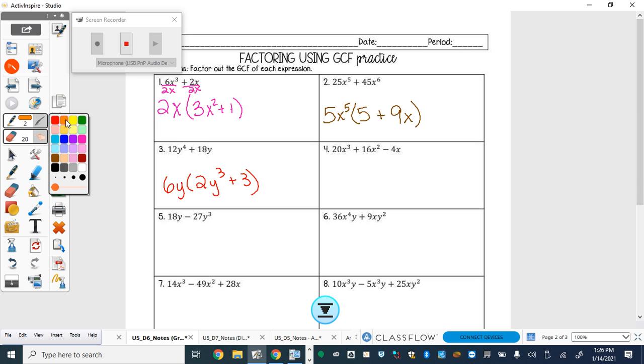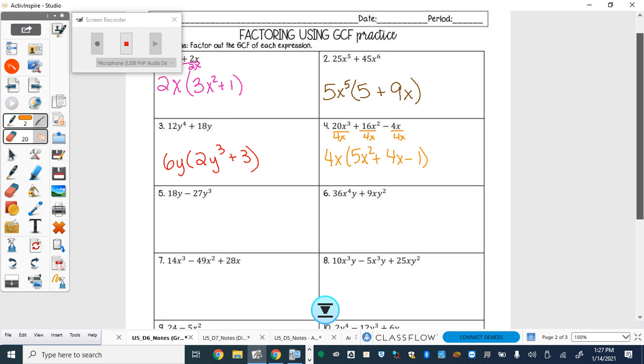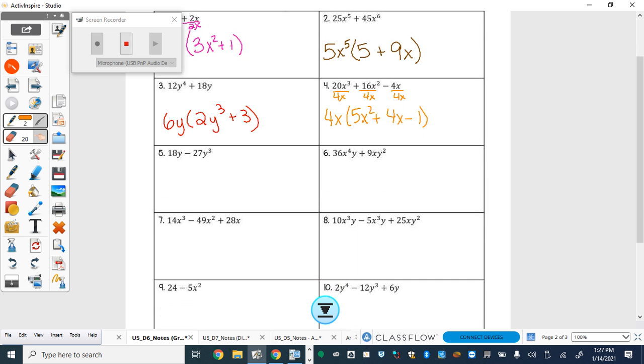4x, then it's going to be 5x squared, 4x minus 1, because again, at any point in time, you can pause the video, try these on your own, and then hit play to see if you got them right. That's a really good thing to be doing if you're watching the video.